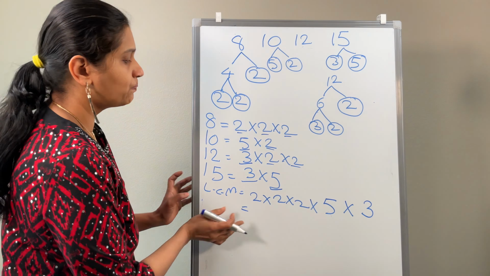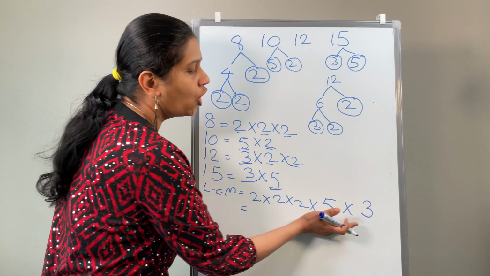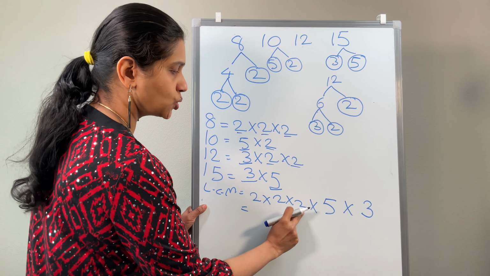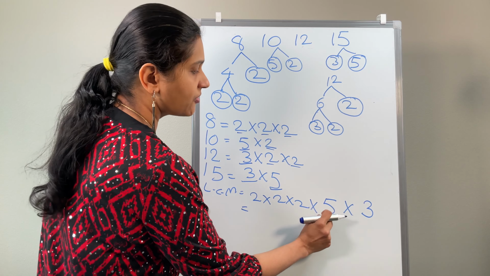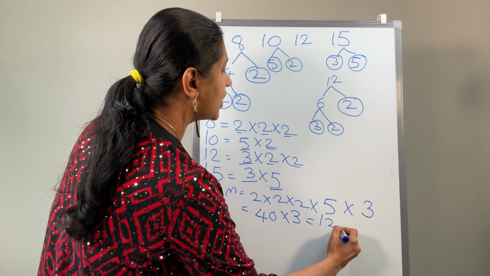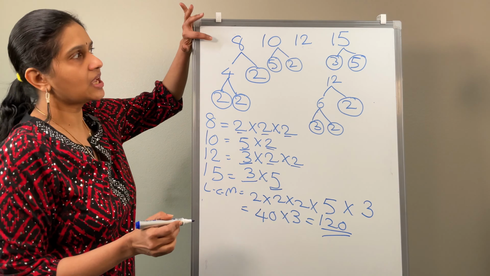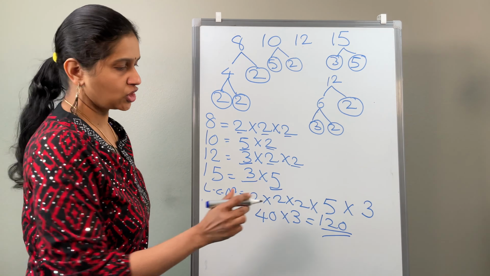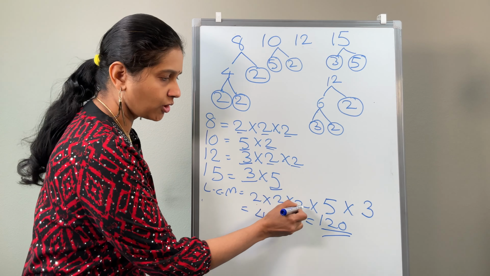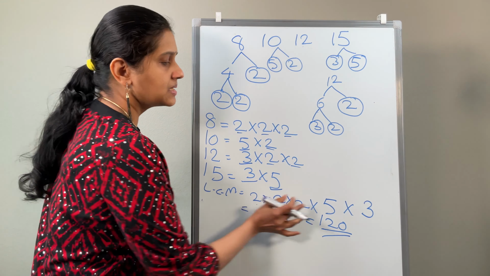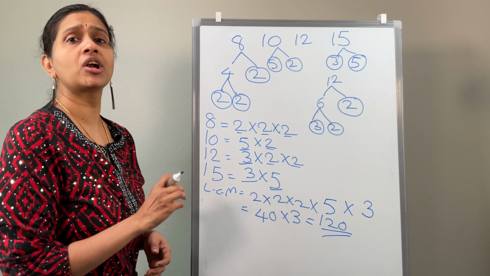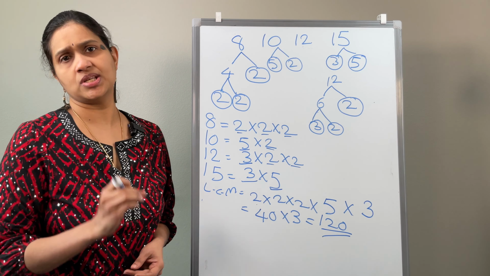So what is the LCM? You simply need to multiply all the numbers. So 2 times 2 is 4, 4 times 2 is 8, 8 times 5 is 40 and 40 times 3 is going to be 120. So what is the LCM of these 4 numbers? It's going to be 120. Okay, so you have to write the maximum number of times a number repeats and simply multiply it to find out the LCM. So this is what the prime factorization strategy is about.